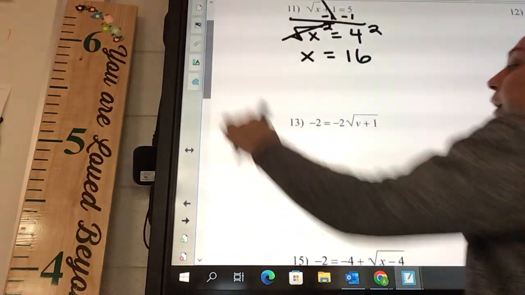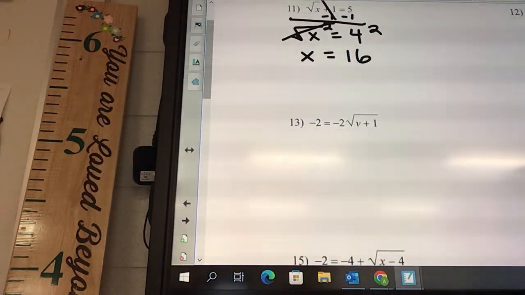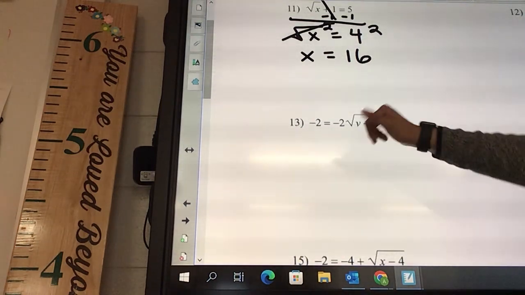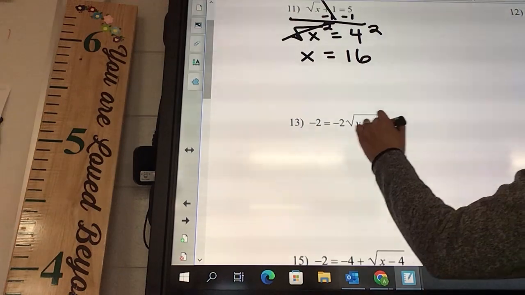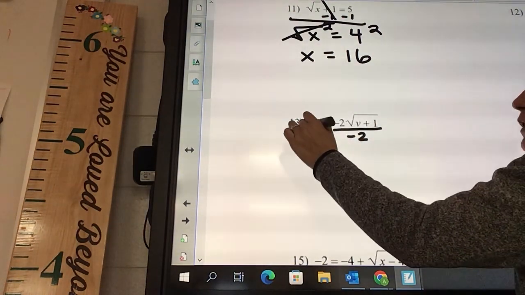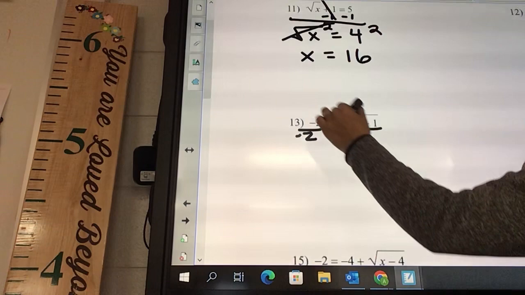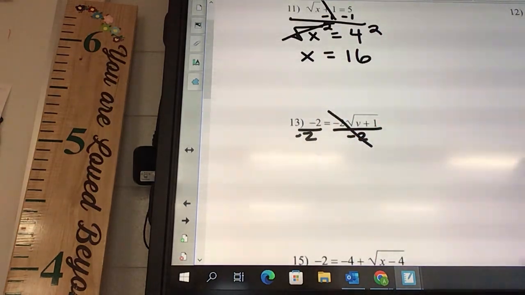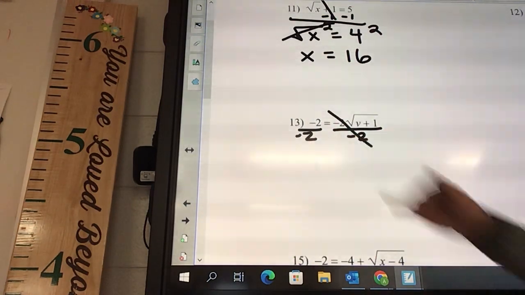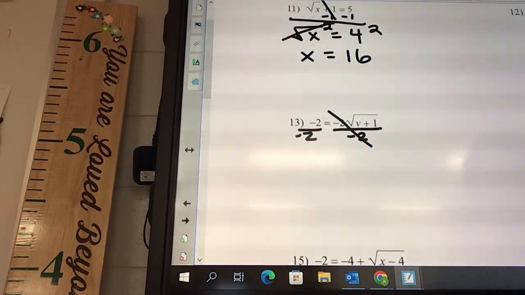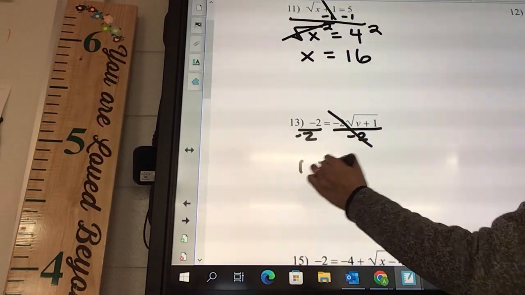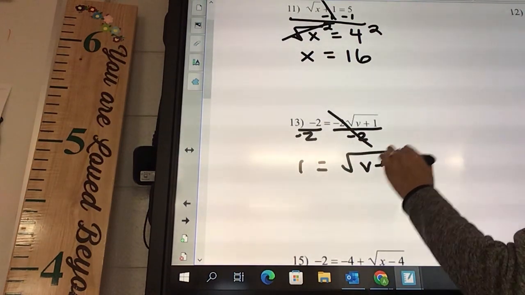Okay, if you're not on it, get on it. 13. Is there stuff on the outside of the square root? That minus 2, okay? See how it's sitting underneath that square root? That means times, so what do we need to do? Division, that's how I get rid of it. So we're going to divide by negative 2, divide by negative 2. These are going to cancel. What is negative 2 divided by negative 2? Positive 1. 1 equals square root of v plus 1.